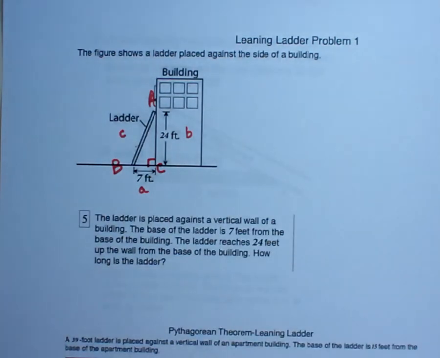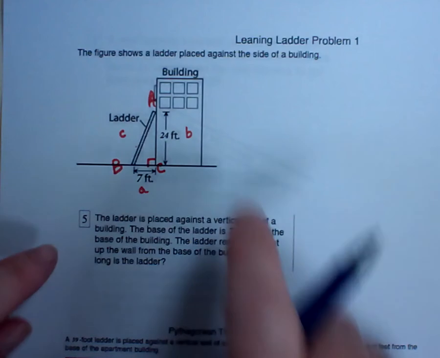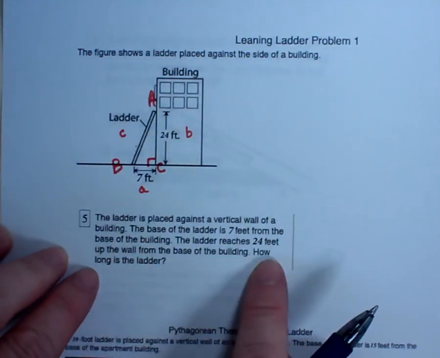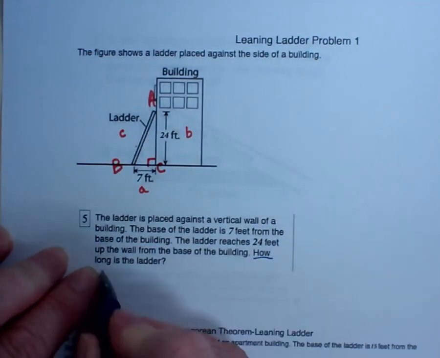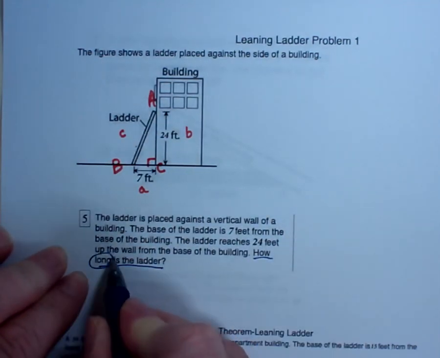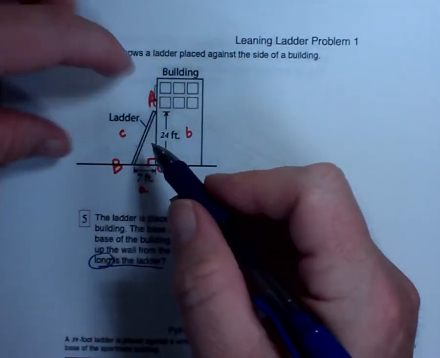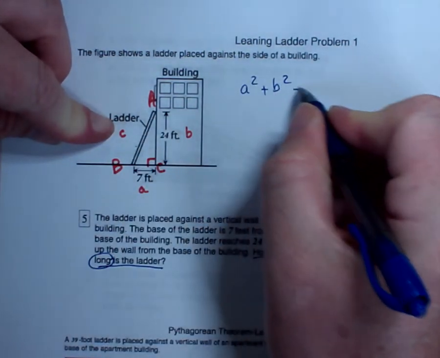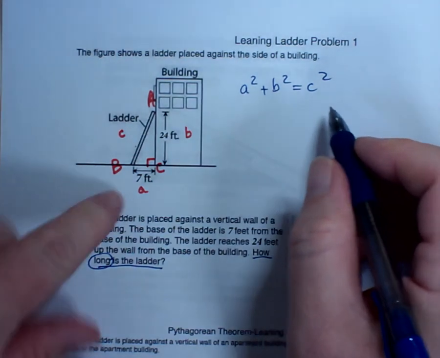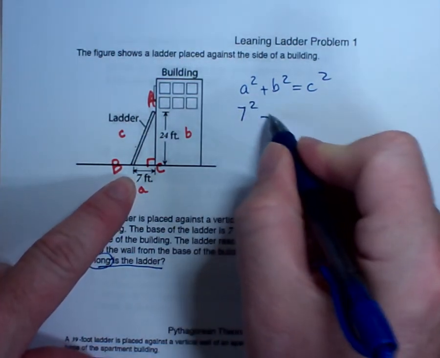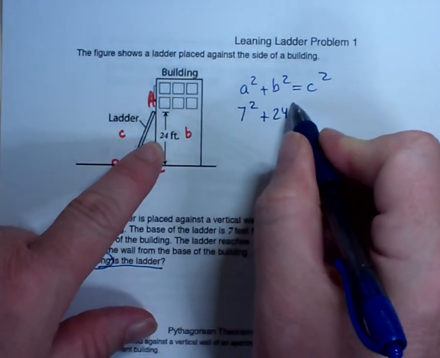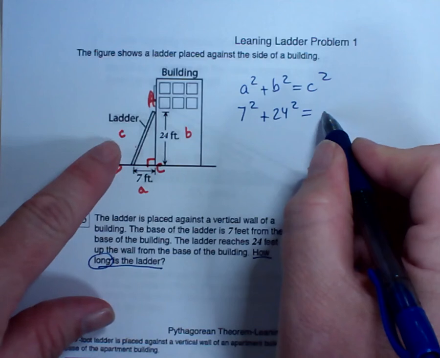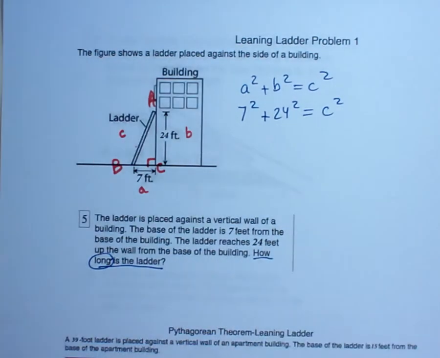We have plenty to solve it now. We're solving it for C, because that's unknown. The question does say, how long is the ladder? So they want the length of the ladder here, C. A is 7. B is 24. We don't know C squared.